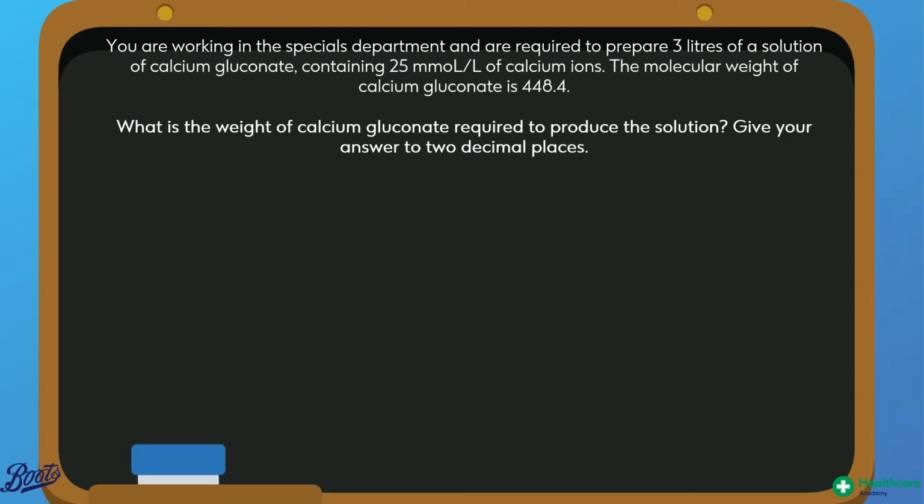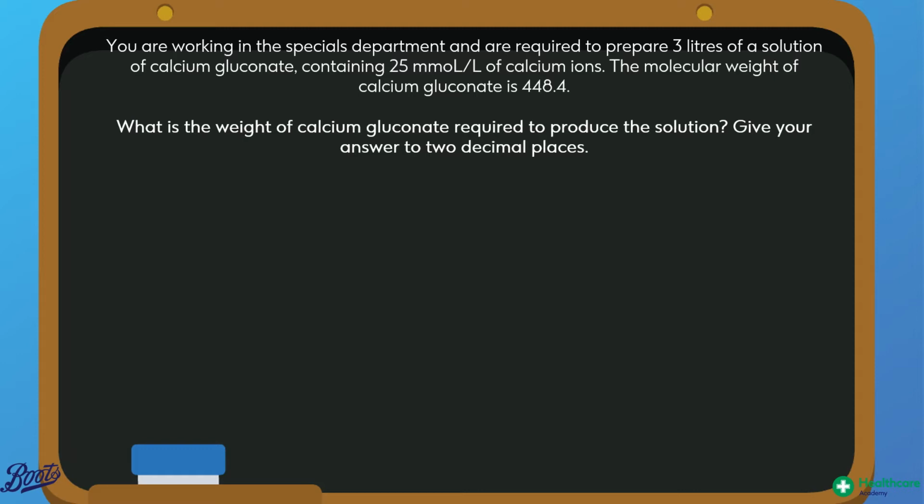Study Day Calculations Paper 4, Question 3. You are working in the specials department and are required to prepare 3 litres of a solution of sodium gluconate containing 25 millimoles per litre of calcium ions. The molecular weight of calcium gluconate is 448.4. What is the weight of calcium gluconate required to produce the solution? Give your answer to 2 decimal places.